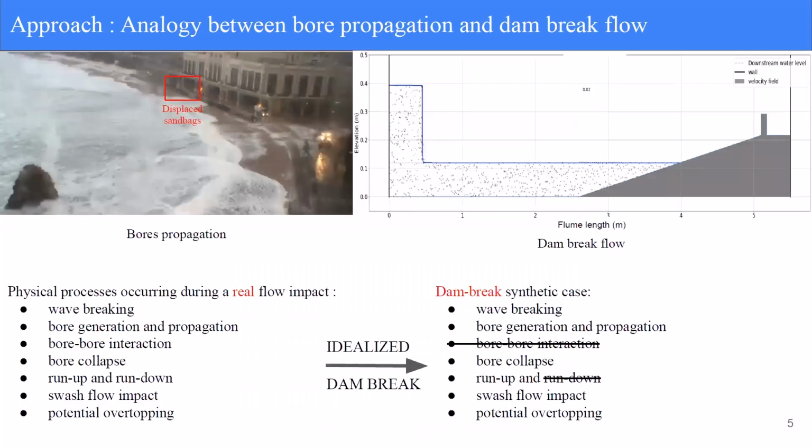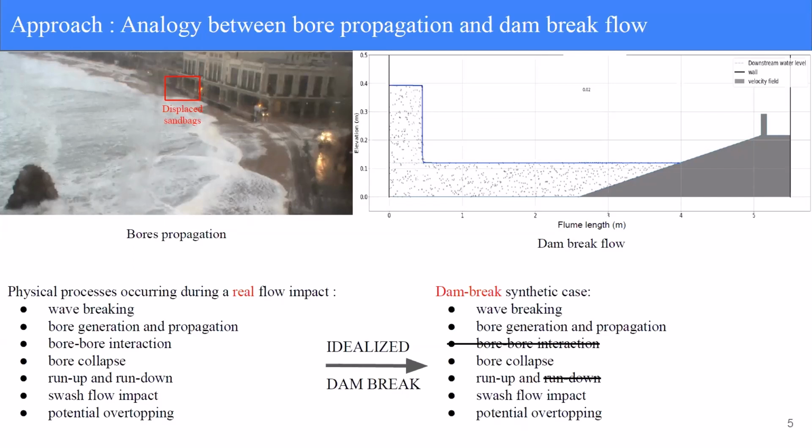So what we want to do in our laboratory is to try to understand very finely what are the impact dynamics happening in this kind of structure. But we know that the real case scenario is very complicated because the physical processes involved are very complicated and are interacting with each other. So we have wave breaking, we have also this bore-bore interaction, as you can see here. So this bore is interacting with this other one. We have also this rundown because waves are not always going in the direction of the seawall, but can come back also.